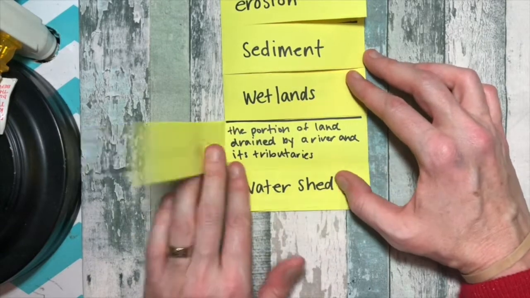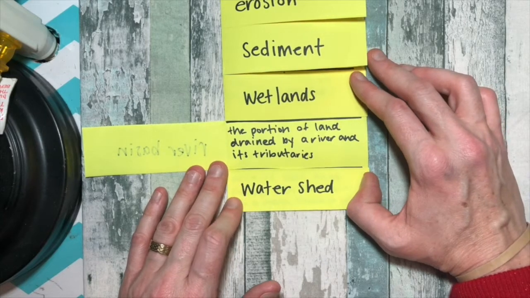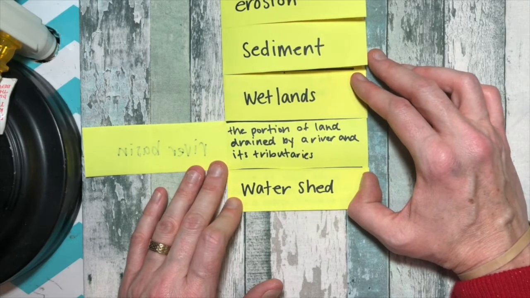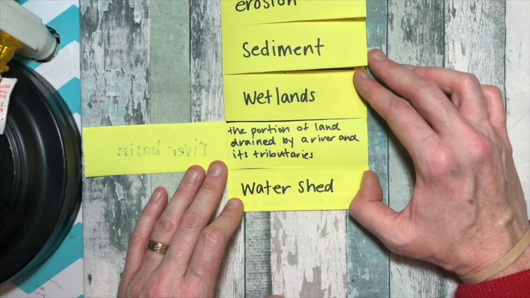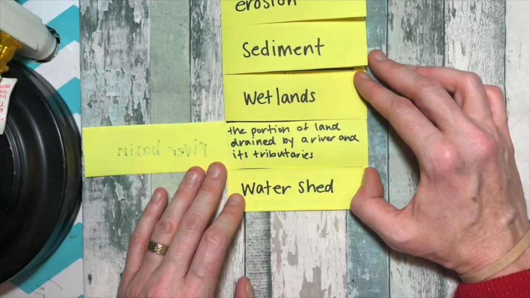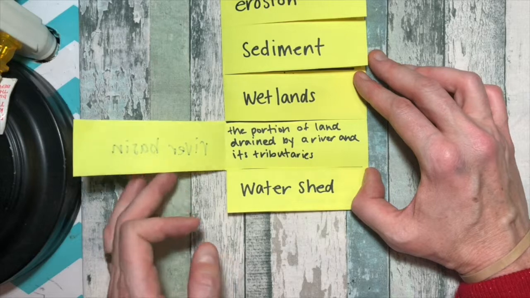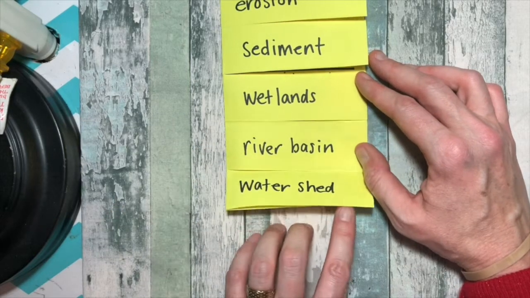Next, we have river basin. So as we were looking at the creek, I talked to you about the river basins and the watersheds. The river basin is going to be the portion of land that's drained by a river and its tributaries. And I told you that the Rockfish Creek is actually a tributary to the Cape Fear River. And so it is part of the Cape Fear River Basin because it does eventually drain into the Cape Fear River.